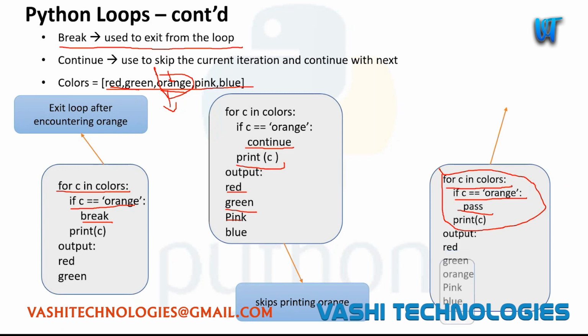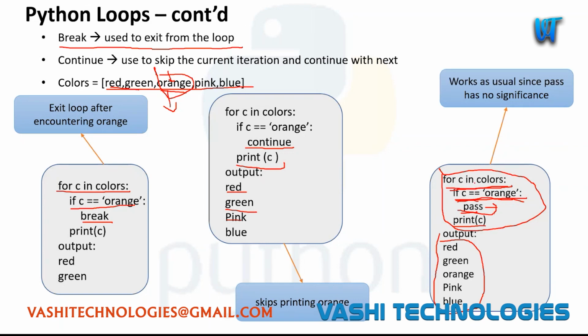So the output in this case will be, it will print all items of the list: red, green, orange, pink, and blue. The reason being, I am looping through every color in the colors list and checking if the color is orange or not. If the color is orange, what am I doing? I am doing nothing, I am just passing it. This pass is doing nothing here, and I am just printing it. So pass has no significance in this case. Even if the condition is satisfied, nothing will happen. It will just keep on doing its work.